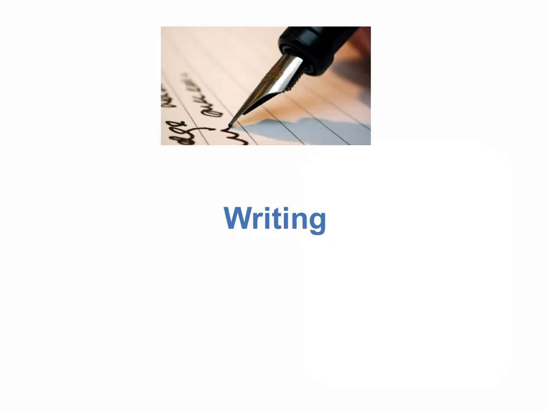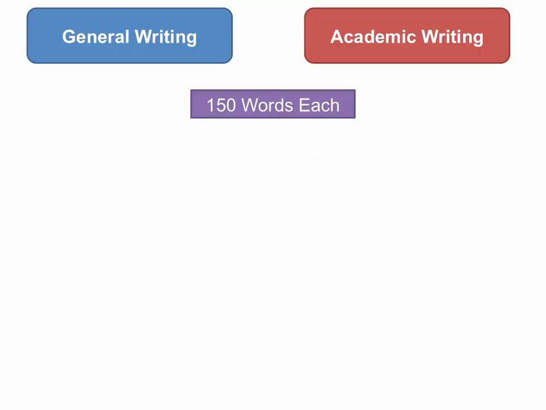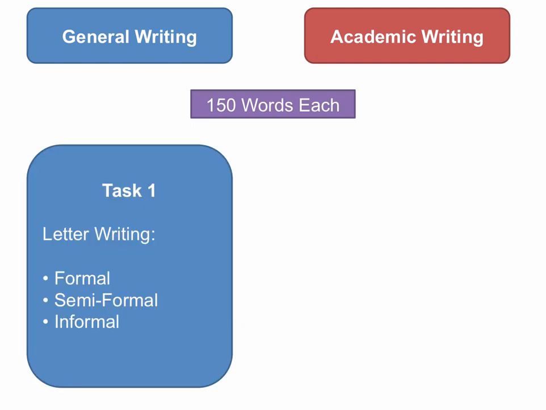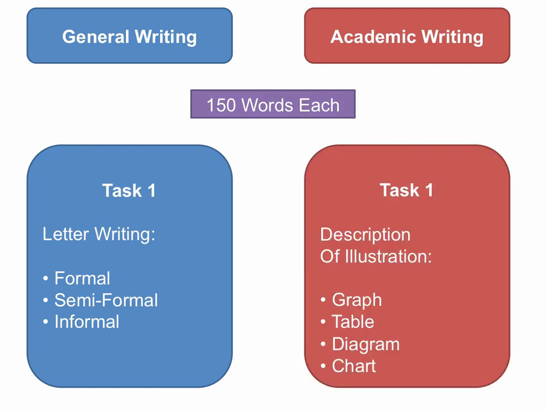Now moving to the writing module, the differences lie as follows. There are 2 tasks. In task 1, the word limit is 150 words, whereas the difference lies in the format of task 1. In general training, it's a letter writing task and it could be in a formal, semi-formal or informal setting. Whereas in academic writing, task 1 comprises a description of an illustration and it could be in the form of a graph, table, diagram or chart.